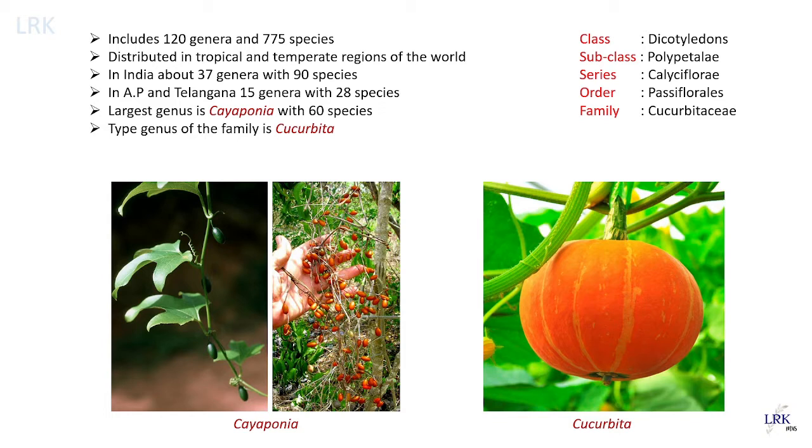And when coming to India, this family is represented by 37 genera with 90 species, and in AP and Telangana a total of 28 species of 15 genera are present. The largest genus is Cyclanthera with 60 species, and Cucurbita is the type genus of the family. This is regarding its distribution. So the largest genus is Cyclanthera and the type genus is Cucurbita.